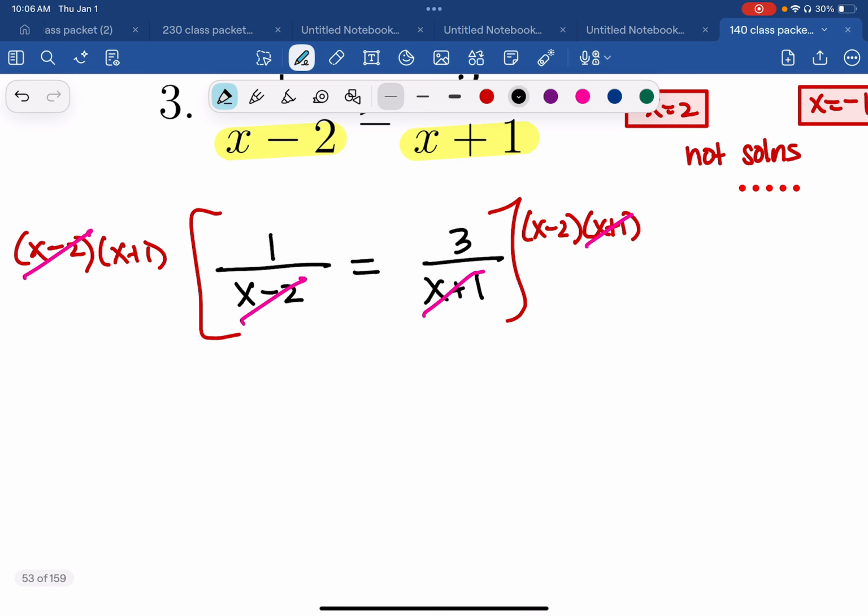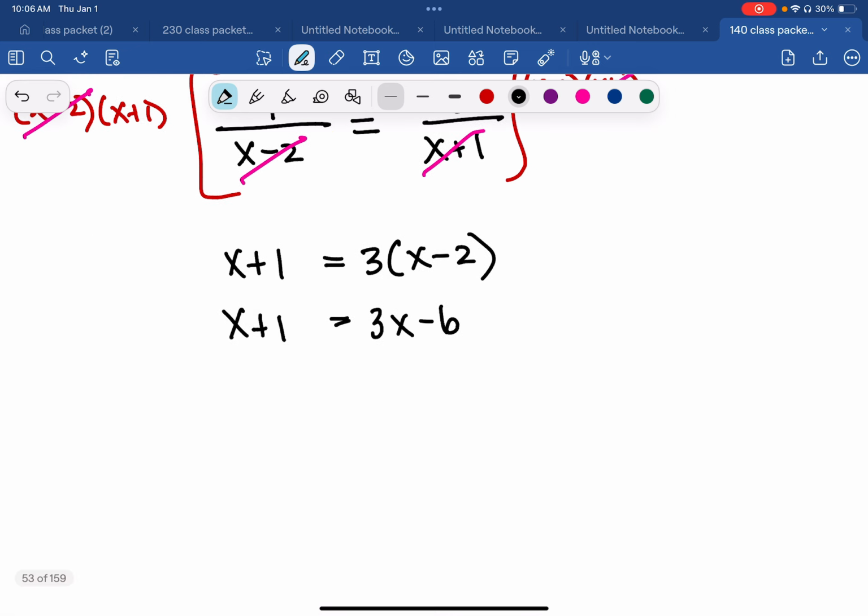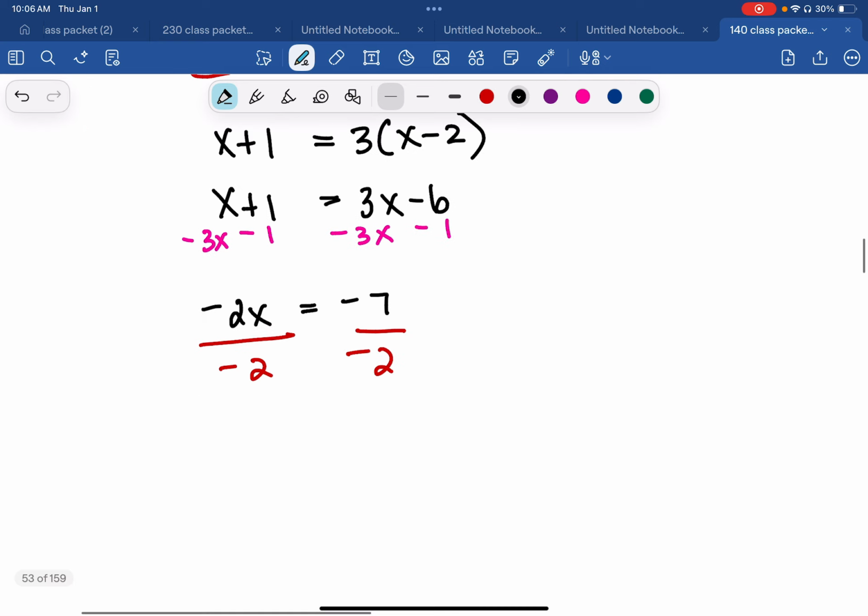Now, on the left, I have x plus 1 times 1, and that's x plus 1. And on the right, I have 3 times x minus 2. That gives me x plus 1 equals 3x minus 6. Now, I want my x's on the left and my numbers on the right. So we're going to go ahead and subtract 1 and subtract 3x. When we do that, we have a -2x on the left and a -7 on the right. I can go ahead and divide both sides by -2 to get x equals positive 7 over 2, which happens to be 3.5 for reference.